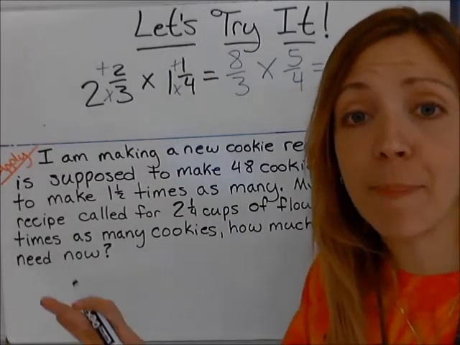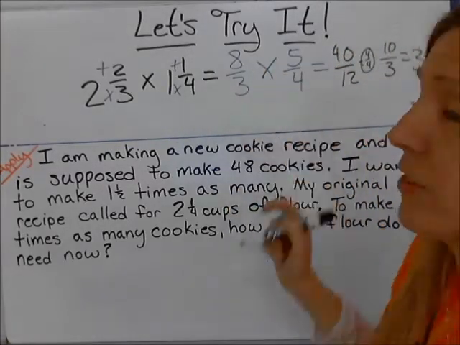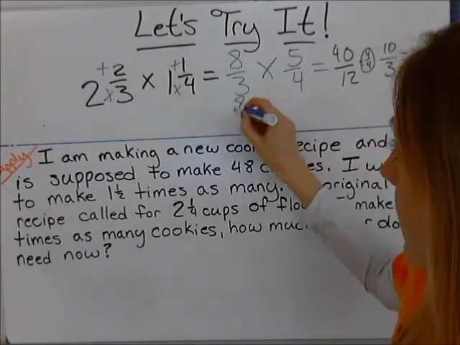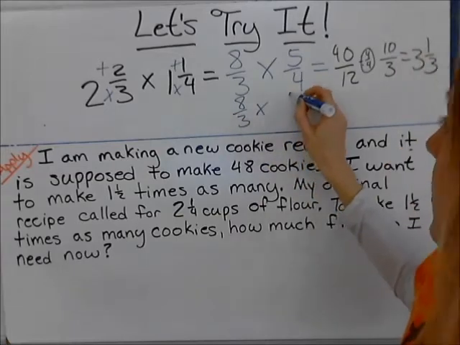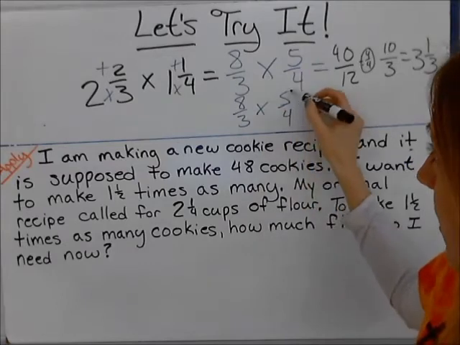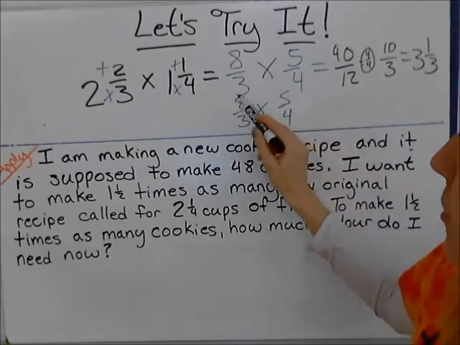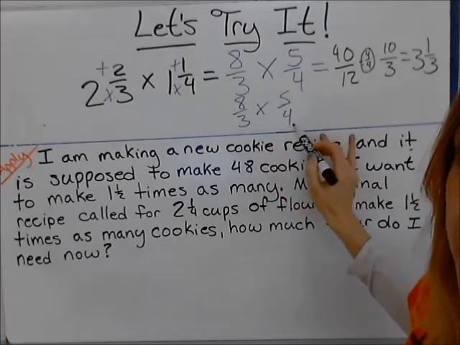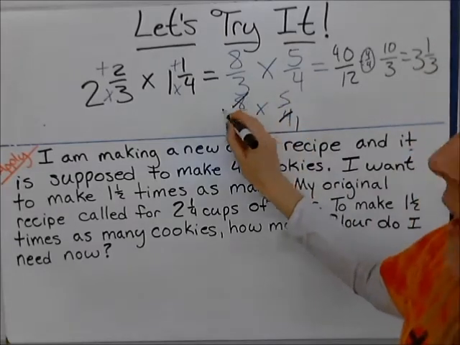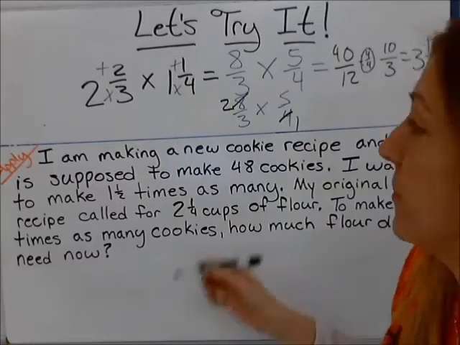Now let's try it by top and bottom simplifying. By looking across to see if there are any common factors. So I have 8/3 times 5/4, and I can look across. I can't simplify 5 and 4. They don't have a common factor, and 8 and 3 don't have a common factor, but the numerator 8 and the denominator 4 have a common factor of 4. 4 goes into 4 once, 4 goes into 8 twice, and then 3 and 5 do not have a common factor, so I stop there.